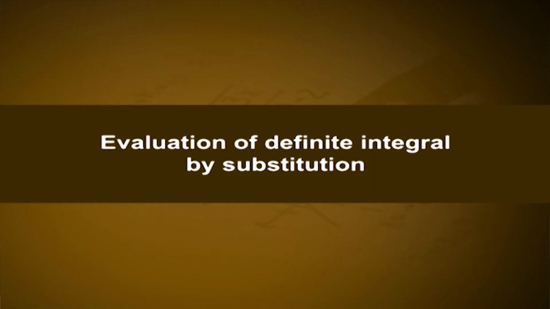Evaluation of definite integral by substitution. If a substitution is applied in a definite integral, the changes will happen in the following components. First one, the integrand, second one, the differential, and third one, the limits. The limits of the new variable t are obtained by finding the values of t corresponding to the limits of x, which is possible if we use the relation between x and t.